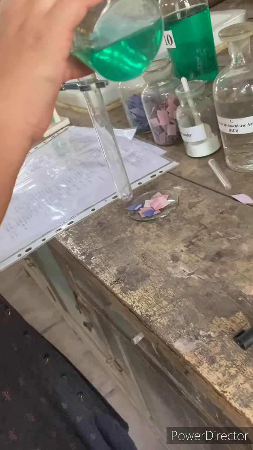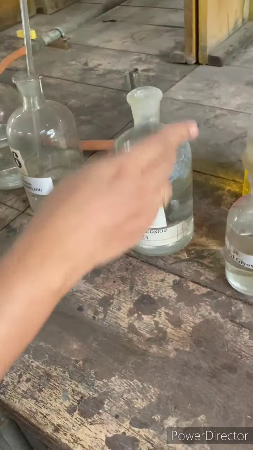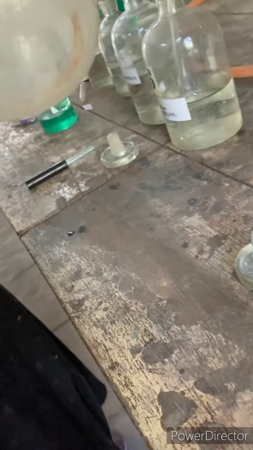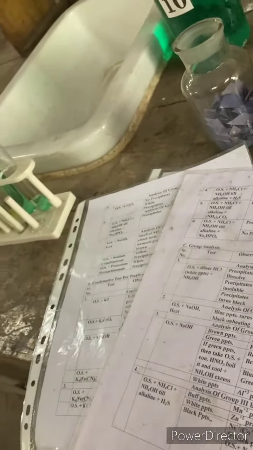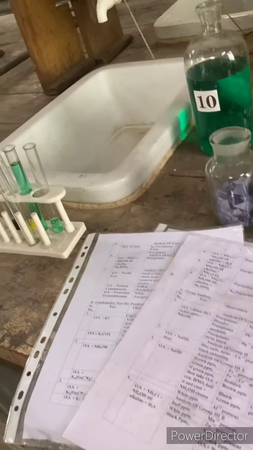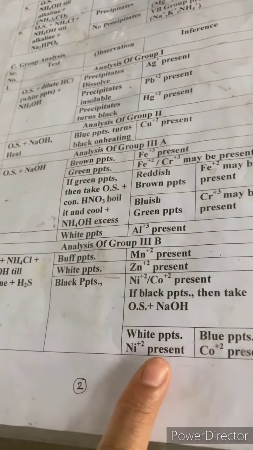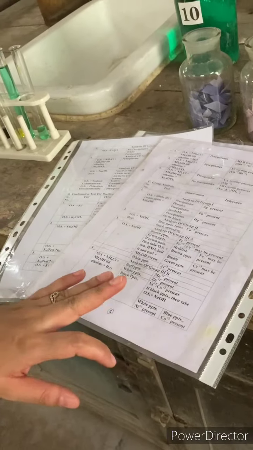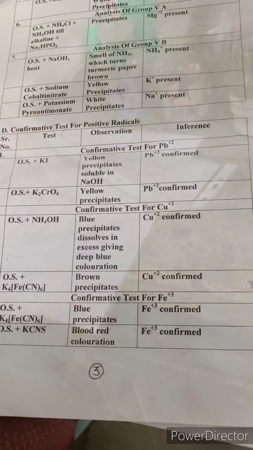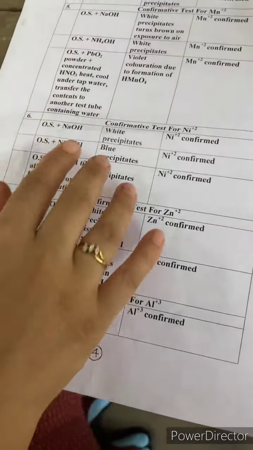So in the test tube we will take OS plus NaOH. As you can see in the test tube, there are white precipitates. So I can say that nickel ions may be present in the OS solution. So whether nickel ions are present or not, we'll perform the confirmatory test. We'll move to the confirmative test of nickel ion.